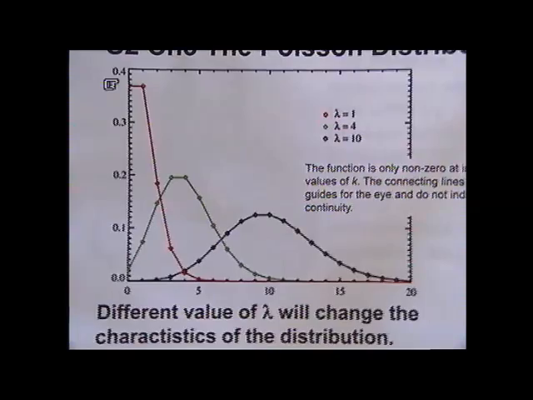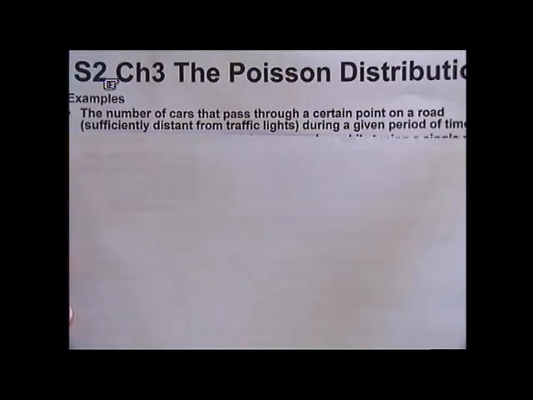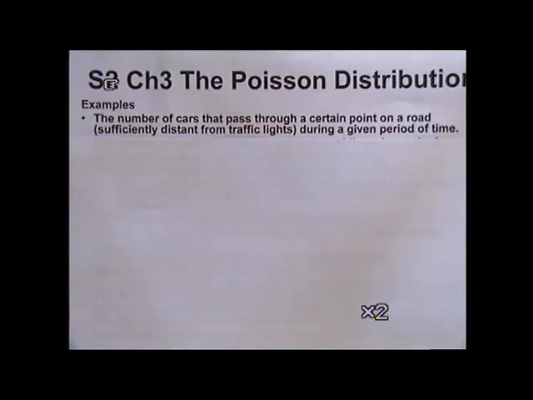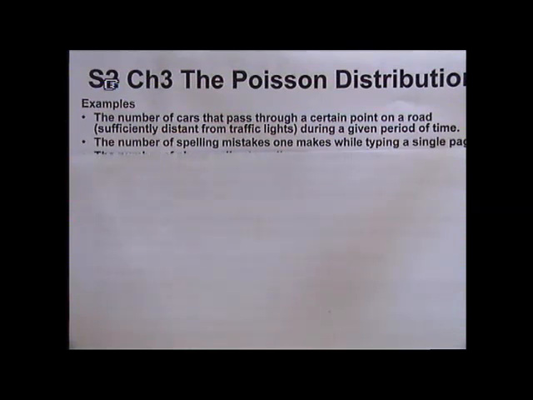So, a whole page here of examples of different things that it can be used in. Some of these we've seen before, some of these we haven't. The number of cars that pass through a certain point on a road. Why does it say sufficiently distant from traffic lights? Otherwise they're not independent events. It would probably have bunching. It wouldn't be a constant rate either, it might be different after the traffic lights have changed. The number of spelling mistakes one makes when typing a single page. You might know that in so many words or so many pages of text, you average 3 spelling mistakes. Well, that is a rate, per page. So that would fit as well.